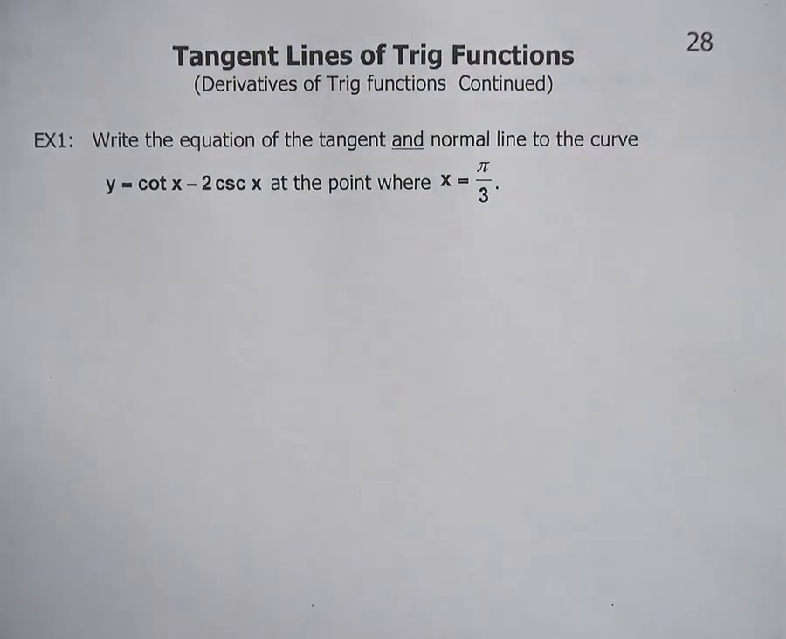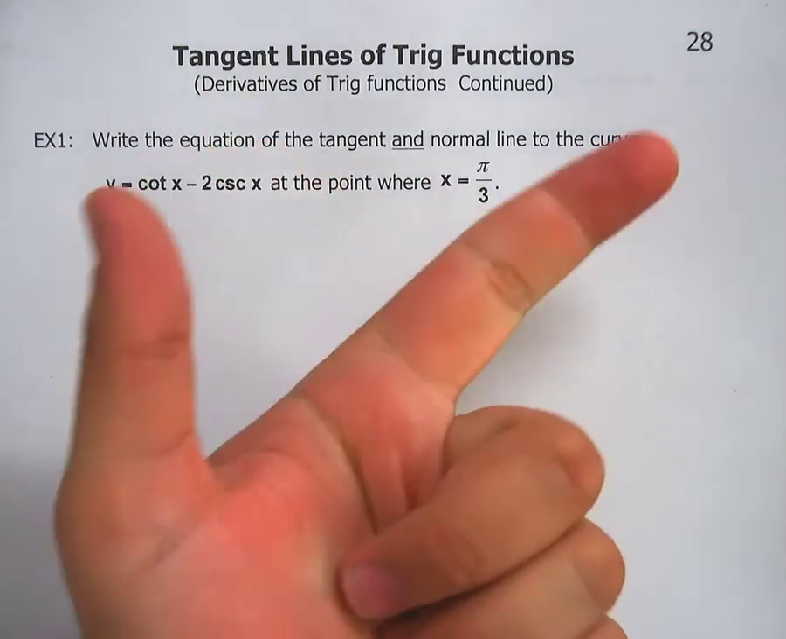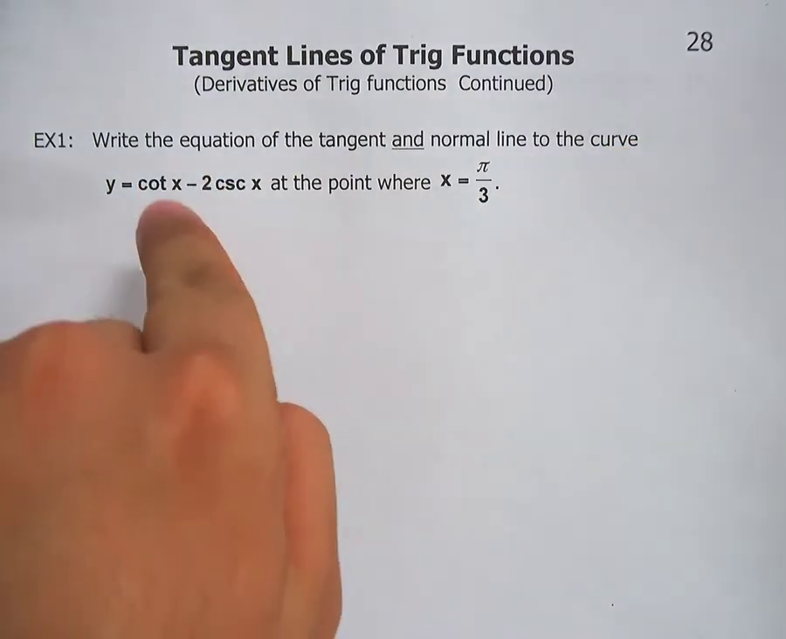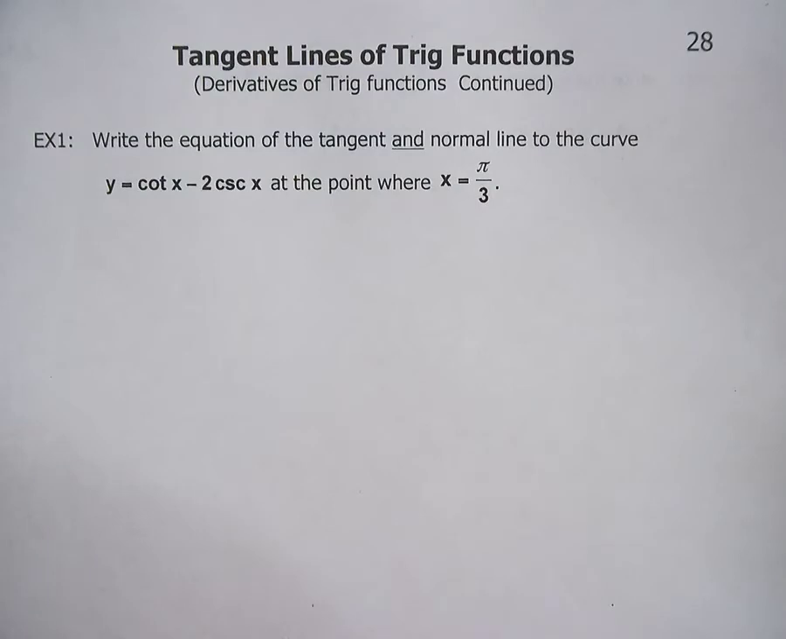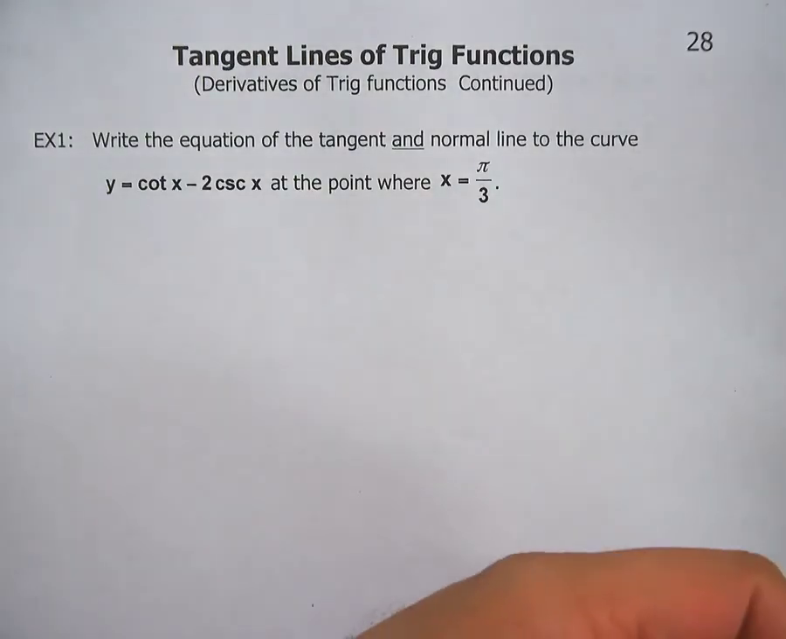Now you already know what a tangent line is. You know how to find it. You know that there are two things you need. You need a point and you need a slope. The point comes from plugging this x into this equation. The slope comes from plugging this point into the derivative. Simple enough, right? So let's actually figure out what these things are going to look like here.